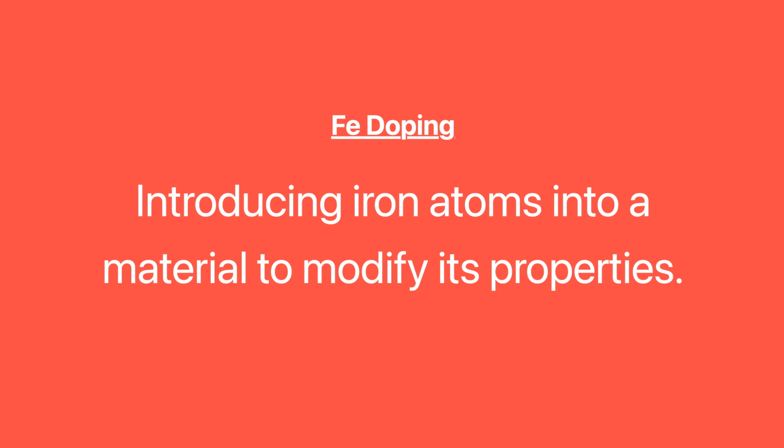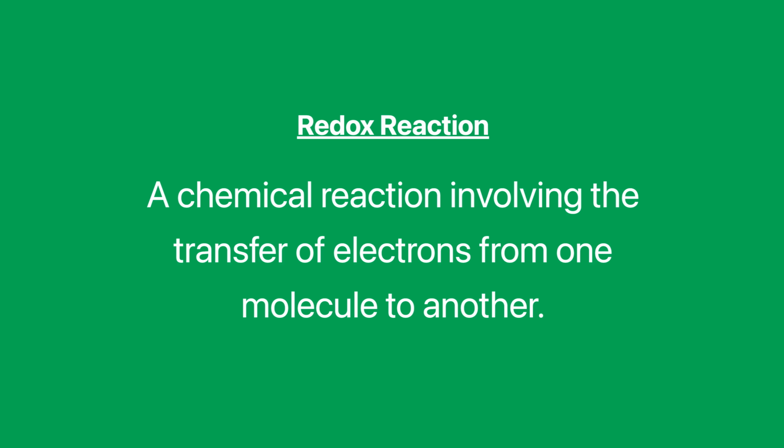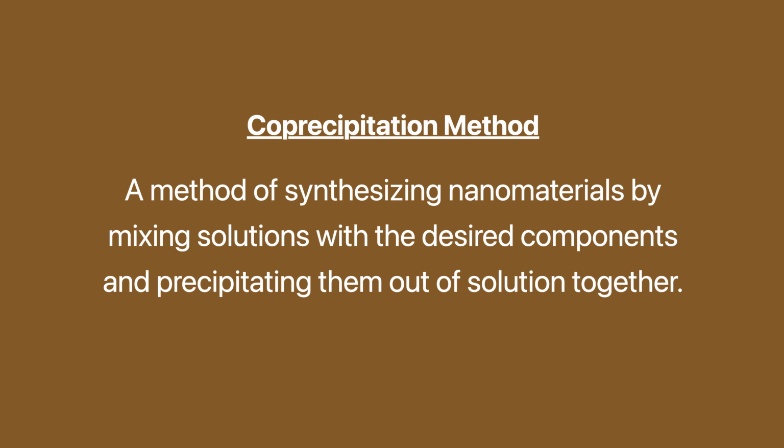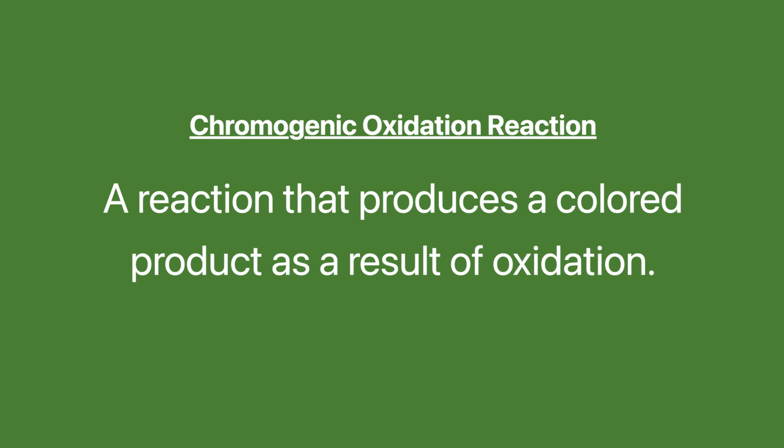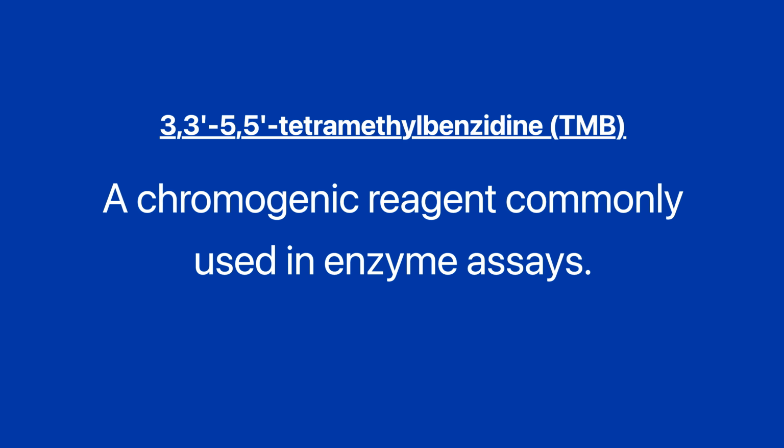Fe doping: introducing iron atoms into a material to modify its properties. Redox reaction: a chemical reaction involving the transfer of electrons from one molecule to another. Coprecipitation method: a method of synthesizing nanomaterials by mixing solutions with the desired components and precipitating them out of solution together. Chromogenic oxidation reaction: a reaction that produces a colored product as a result of oxidation.